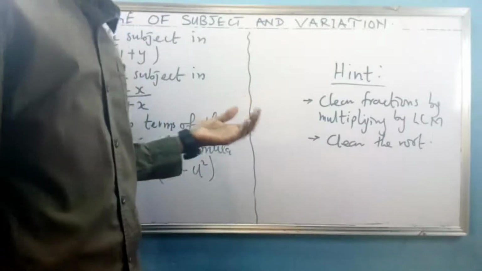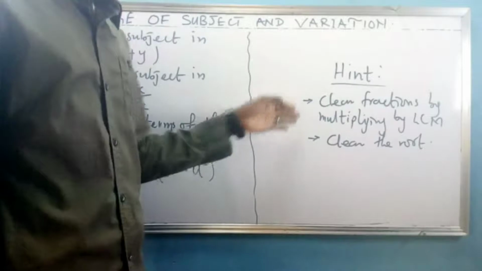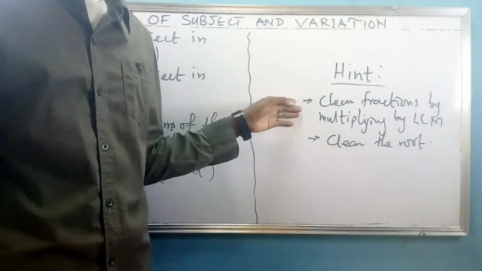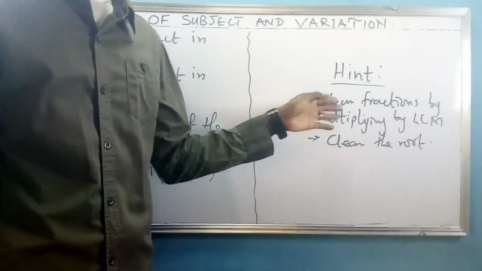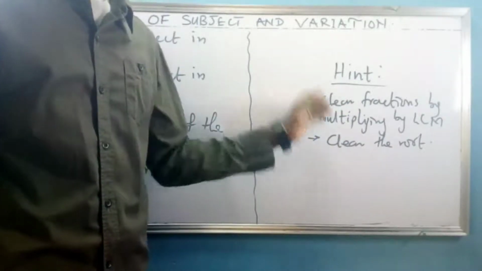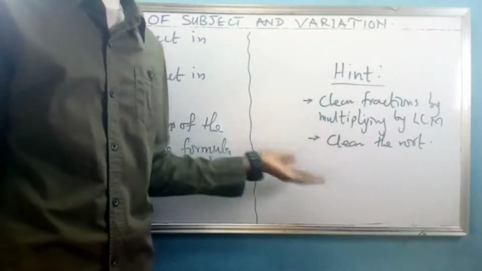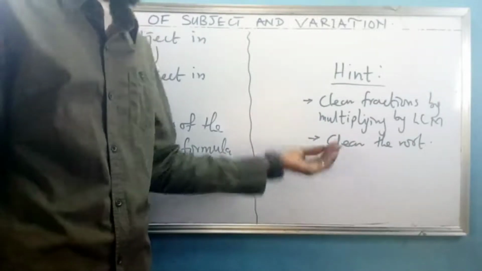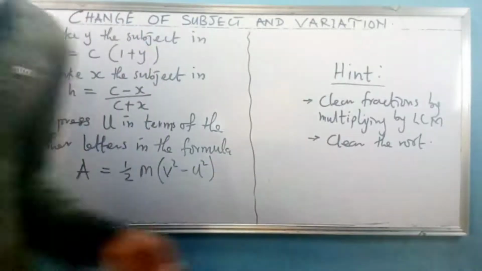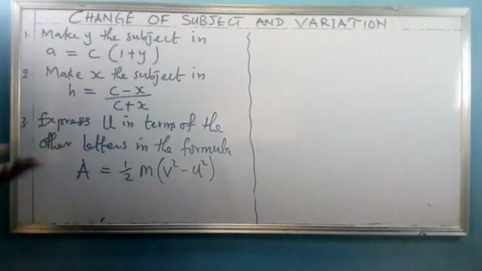One of the important things you need to know is that whenever you have a fraction, make sure you clear the fraction by multiplying through by the LCM. That's one of the key things you have to do whenever you have a fraction, as well as when you have a root. When you have some letters under the root and you want to make that letter the subject of formula, you have to clear the root. We still have many more: you open the brackets, you subtract from both sides, add to both sides, and the like.